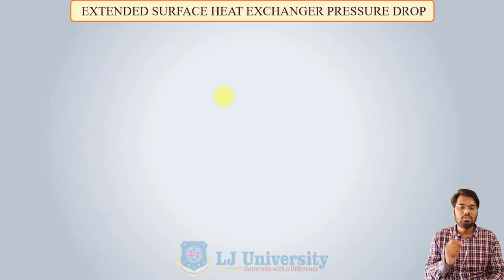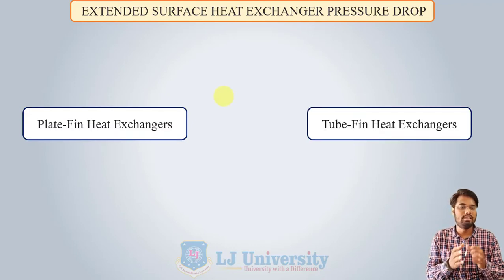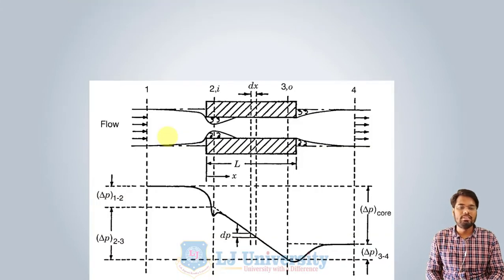So first, there are two types of compact heat exchanger which are mainly used. First is the plate fin heat exchanger and second is the tube fin heat exchanger. We are first going to derive the pressure drop equation for the plate fin heat exchanger. Suppose we have this kind of geometry. There are two plates between which a fluid, liquid or air, is flowing.